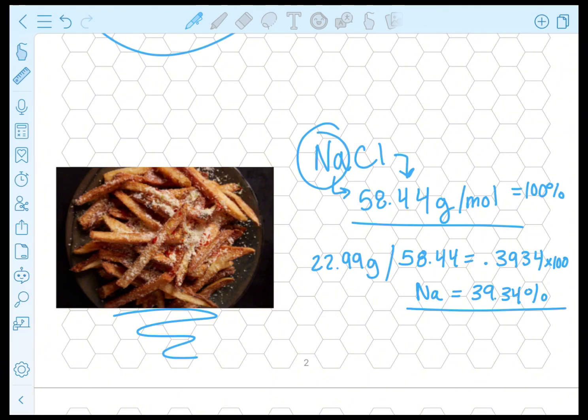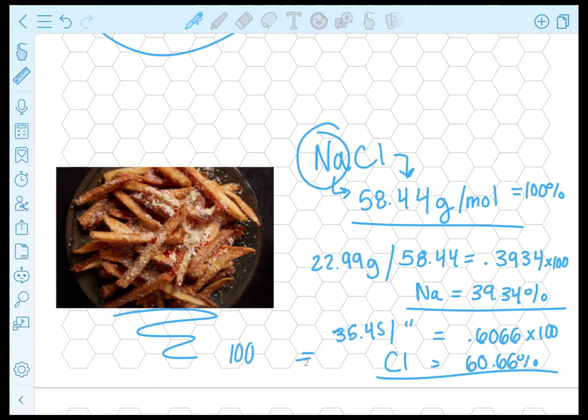And you do the same steps for chlorine. The molar mass of chlorine is 35.45 grams. Divide that by the total molar mass of sodium chloride, and that gives us 0.6066. Times that by 100, and we get 60.66%. So chlorine makes up 60.66% of sodium chloride. And if you add them together, that totals 100%, which is accurate. So I just walked you through how to find the percent composition of sodium chloride.